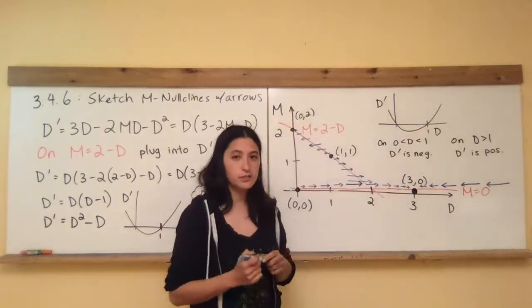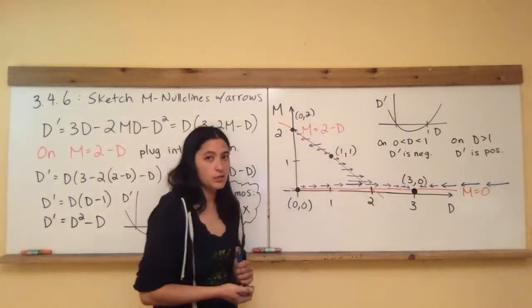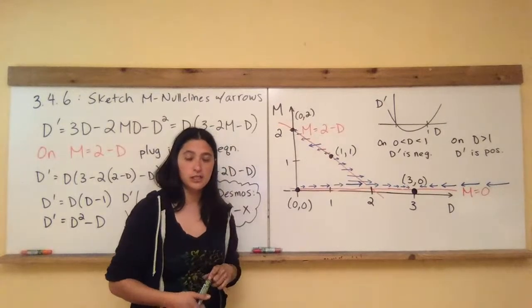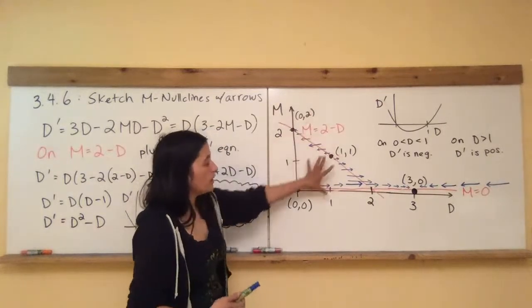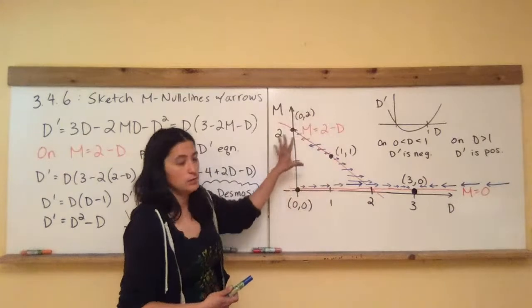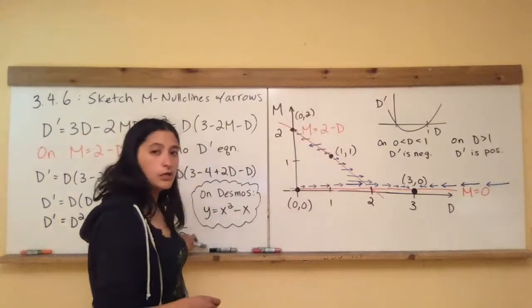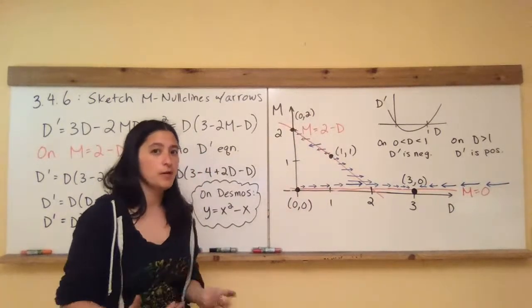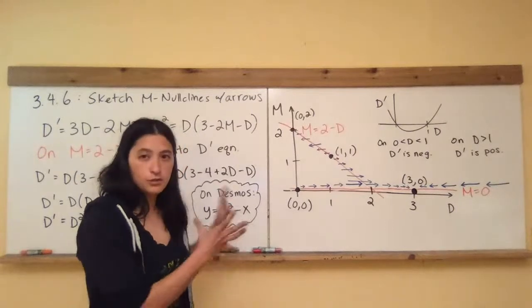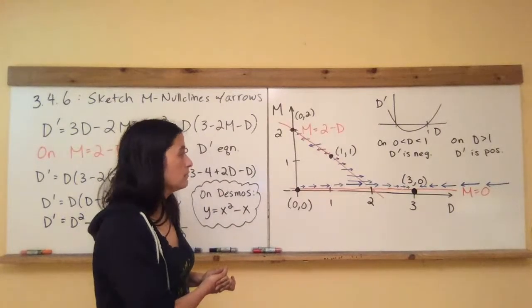I'm just not focused on the fourth quadrant because the only quadrant that is of interest in ecological context is going to be positive M and positive D. So that's why I'm just focused on the first quadrant, although truly mathematically speaking, you could analyze the whole plane.